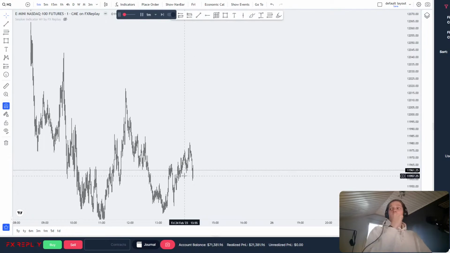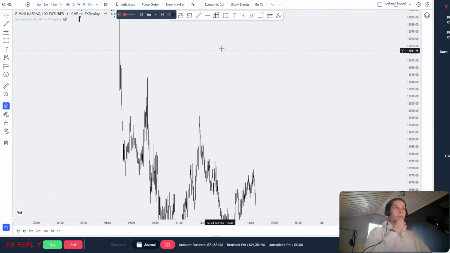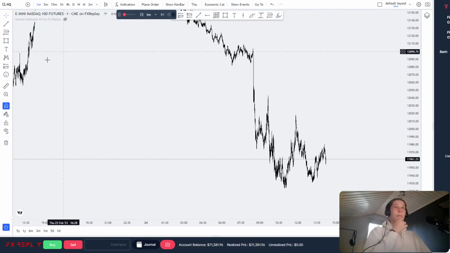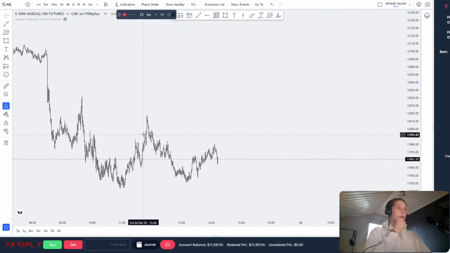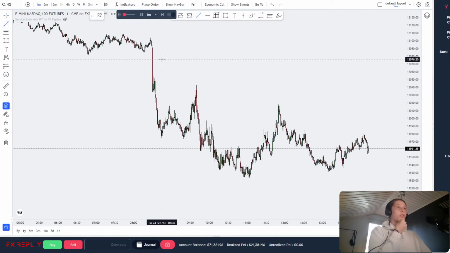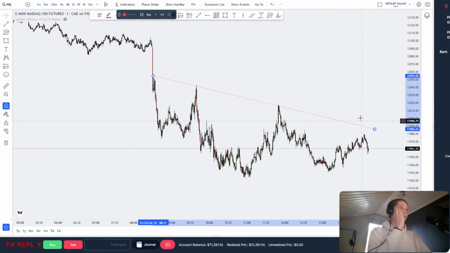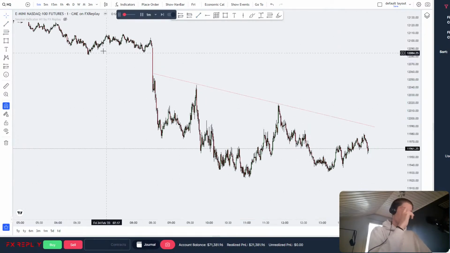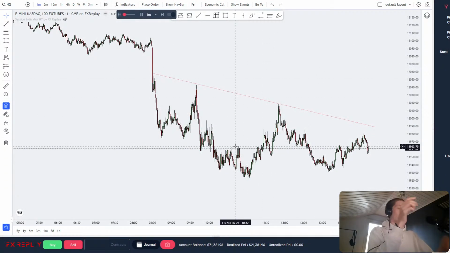Okay, what are we doing today? We are backtesting Nasdaq on futures, and I'm backtesting an iFVG strategy that I'm starting to implement, and I've backtested this for a while now. I actually am risking 3% a trade.